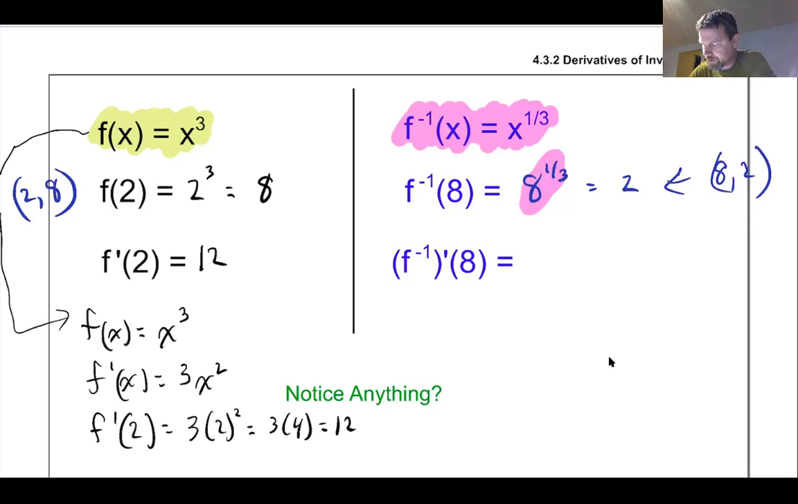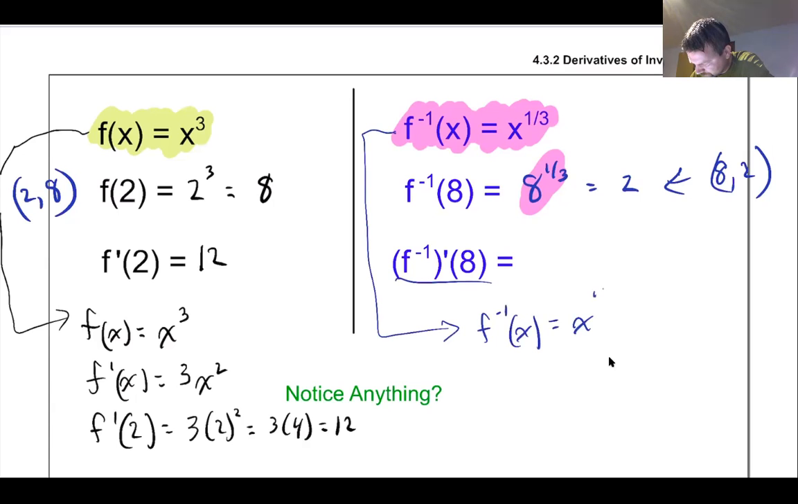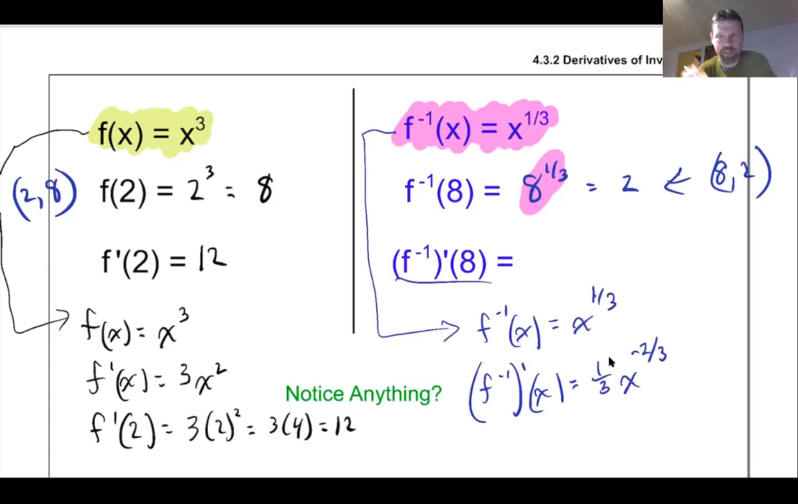Let's do the same thing for the inverse function. F inverse prime of 8. So the derivative of f inverse at 8. Well, f inverse is right here. So its derivative would be 1/3 x to the negative 2/3, right? Because 1/3 minus 1 is negative 2/3. My derivative then, evaluated at 8, would just be plugging an 8 in. 1/3 times 8 to the negative 2/3.